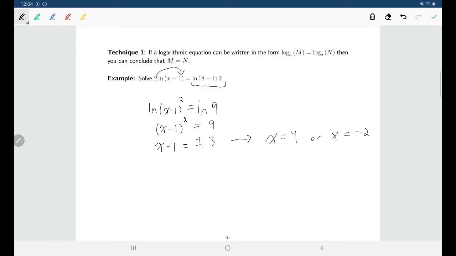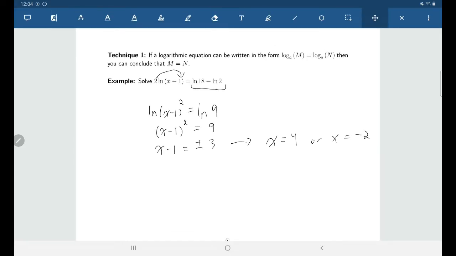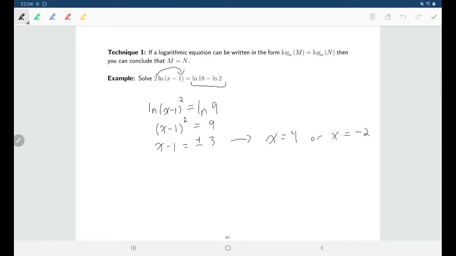Now, I have that these are potential solutions. We still have to check to make sure that they actually solve the original equation. So this is one place where we need to be careful. When we're checking our solutions, we'll need to check both values, the 4 and the negative 2, and we won't be putting them into the second line that I have here.